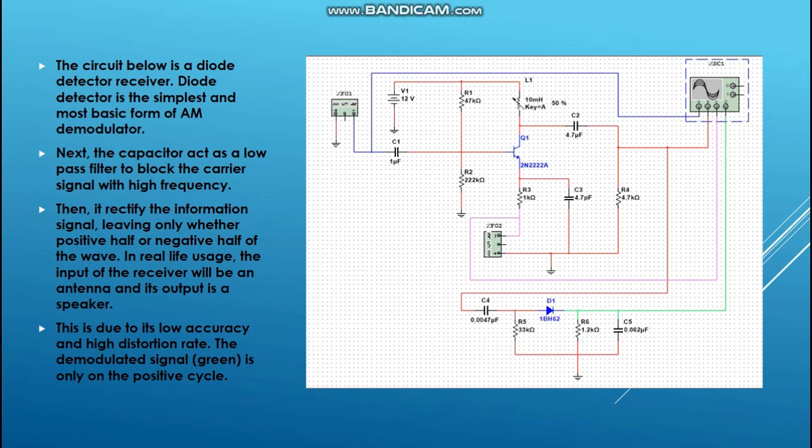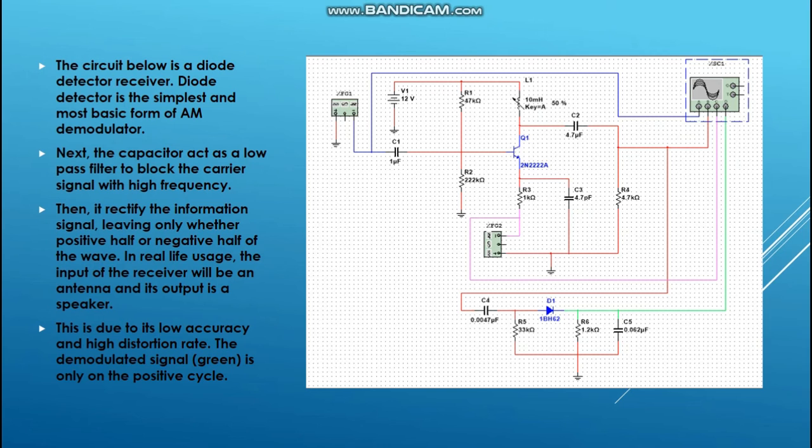Next, the capacitor acts as a low-pass filter to block the high frequency carrier signal. Then, it rectifies the information signal, leaving only either the positive half or the negative half of the wave. In real-life usage, the input of the receiver will be an antenna and its output is a speaker.